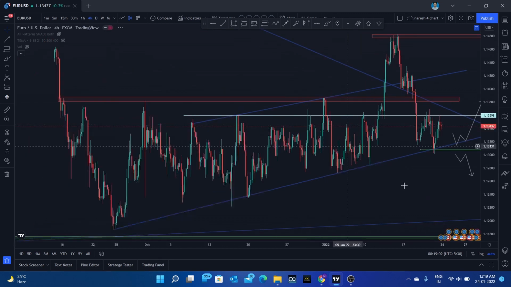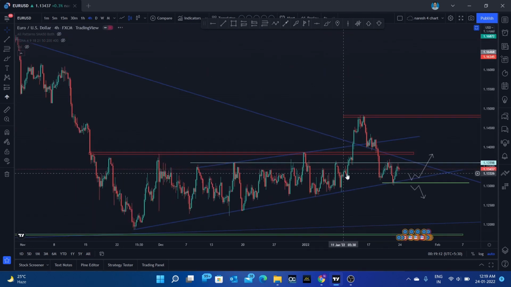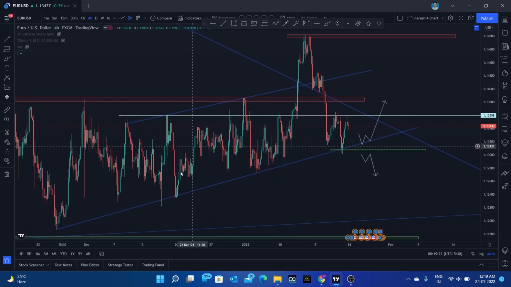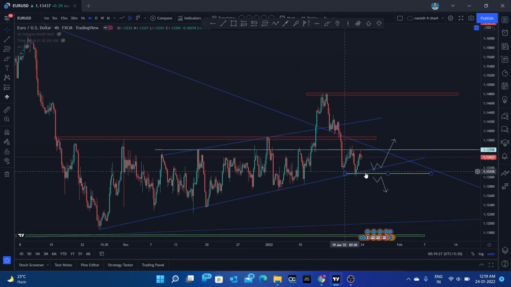And two things can happen here, guys. Basically this zone is very important. See, a lot of supply is here, and a lot of demand is here. So it can again take the liquidity and it can move up here.